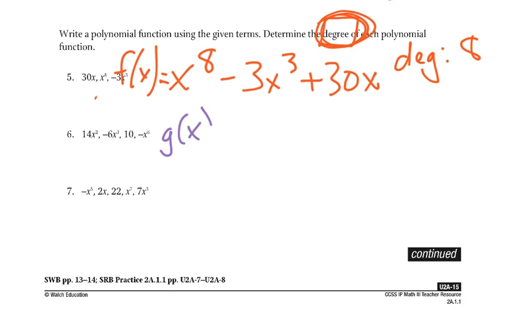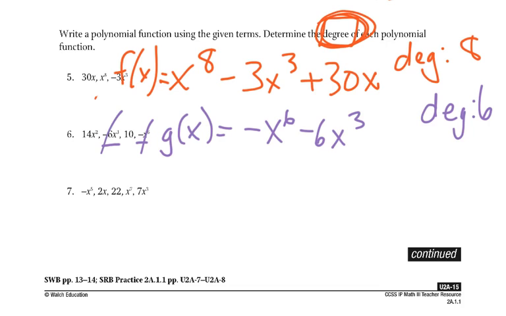Let's call this one g of x to make it a function. So what's our highest power? Be negative x to the 6th. So what would be our degree? Our degree would be 6, because that's our highest power. So now we move on down the line. So our next one is negative 6x cubed, then positive 14x squared, and finally the constant, positive 10. So there's our polynomial function with a degree of 6. And make sure you recognize these degrees. They will come in handy later on when we're dealing with graphing. So very important that you do that.